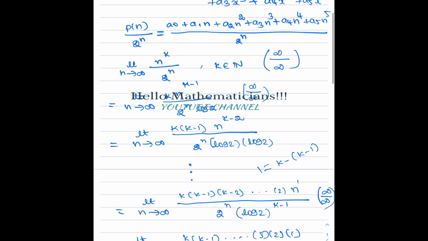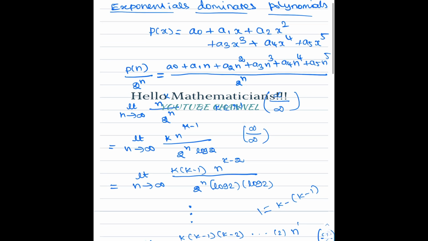Maybe you can use L'Hospital rule, but many times the interview panel is not convinced by the L'Hospital rule. So maybe you have to use the epsilon n naught argument, the usual limit definition, to prove that this is 0. That will be very interesting to do, proving that limit n tends to infinity n power k by 2 power n is 0 using the limit definition. So you take it as an exercise and try to do it.